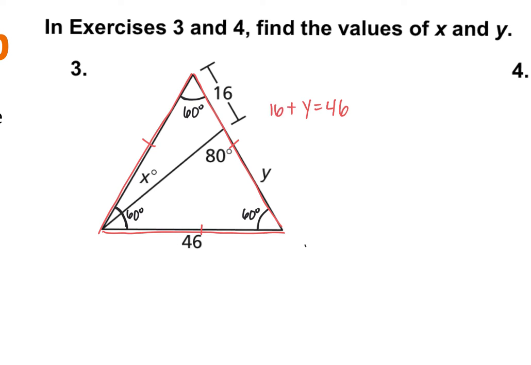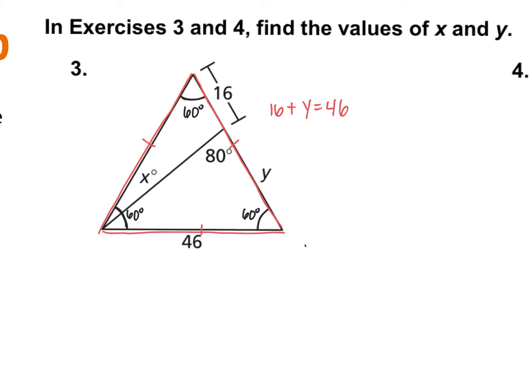Okay? So what we just did was we said, okay, this side is these two added together, y and 16. Do you guys see that? That has to be the same length as this 46 because it's equiangular and equilateral. If it's ever equiangular, it's equilateral. If it's ever equilateral, it has to be equiangular. One means the other.